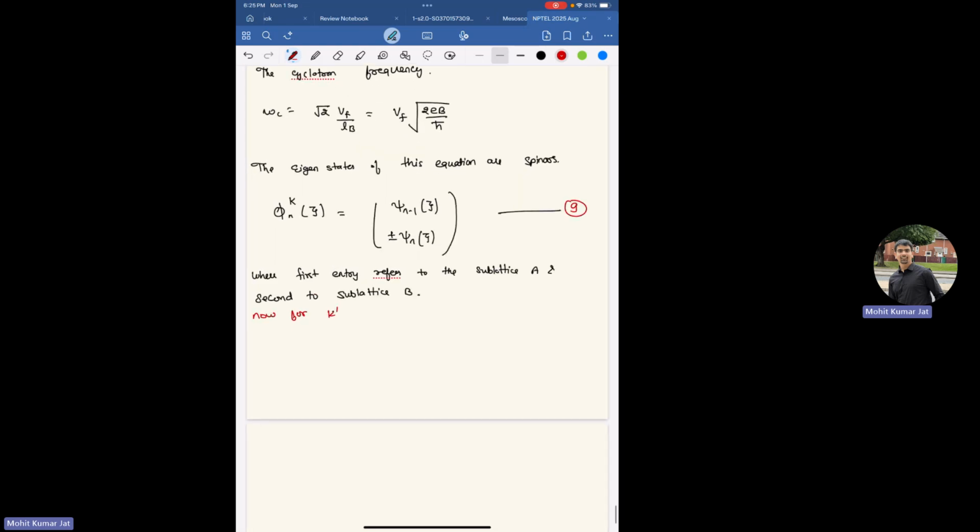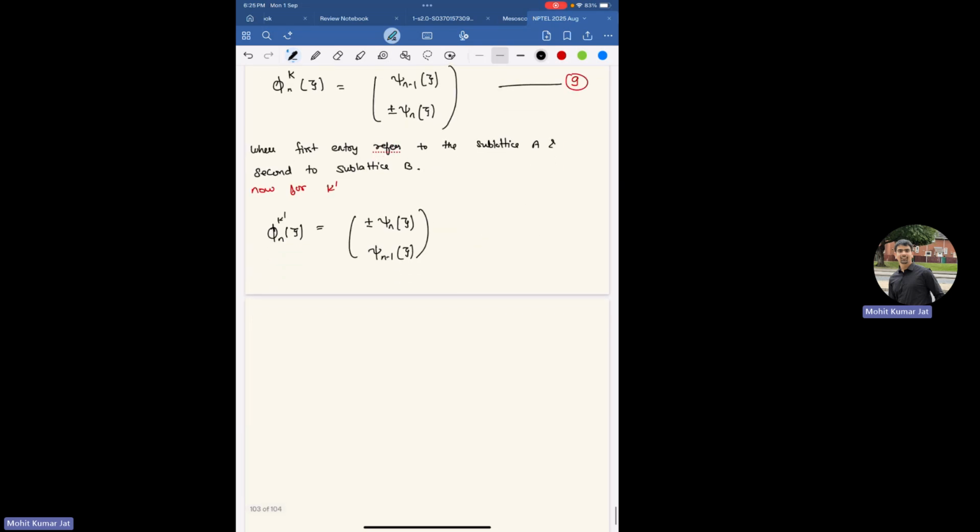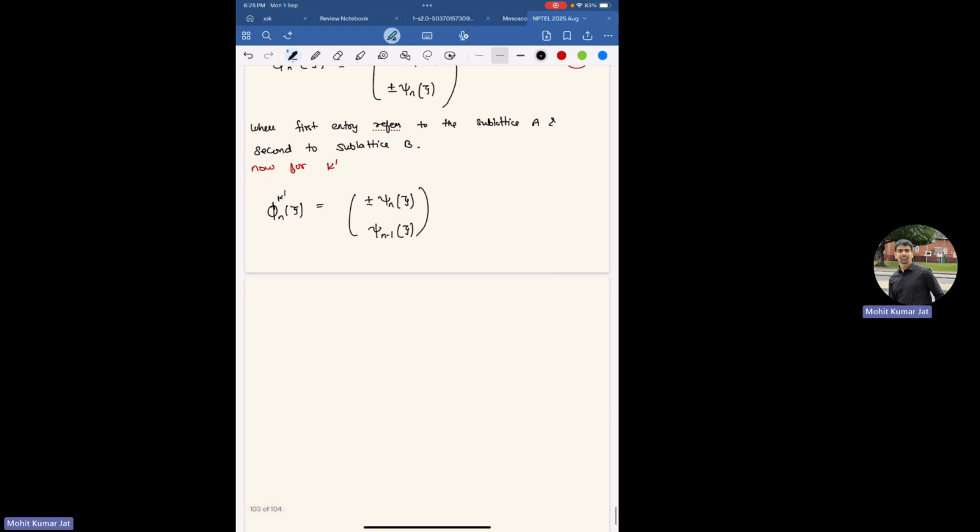you write it like psi n, okay, psi n k, psi n xi. K prime is equal to plus minus psi n xi, psi n minus 1 xi. So the many body Hamiltonian of graphene in a perpendicular magnetic field is thus given by H_K.